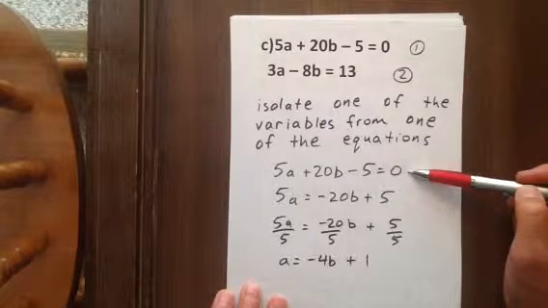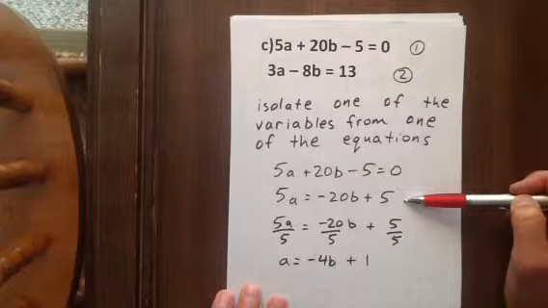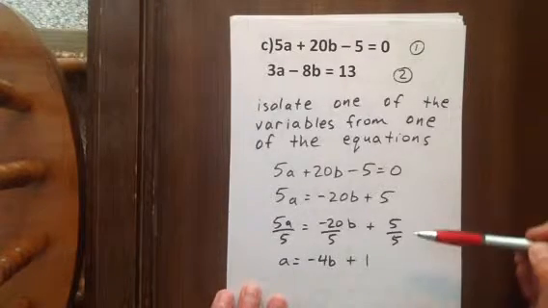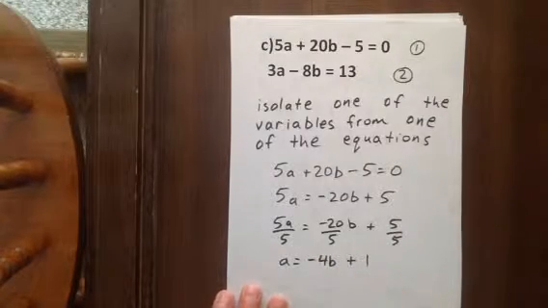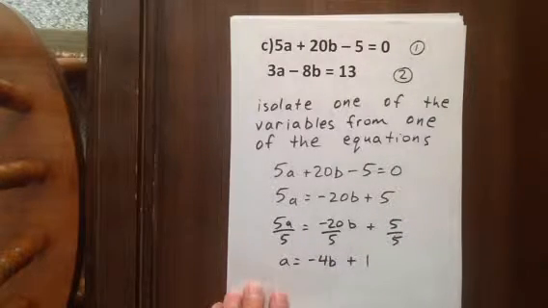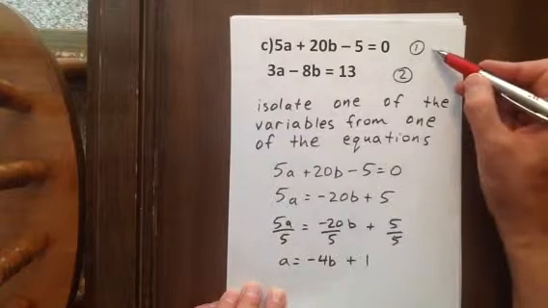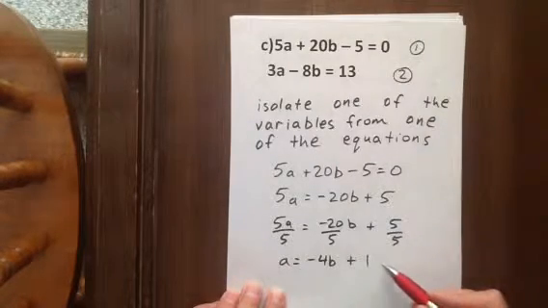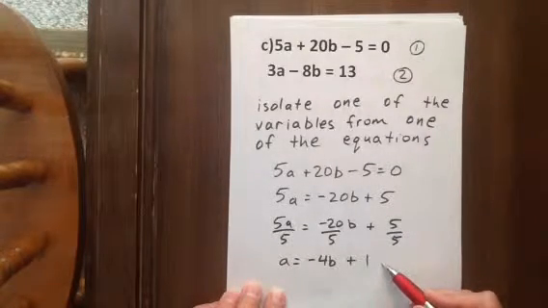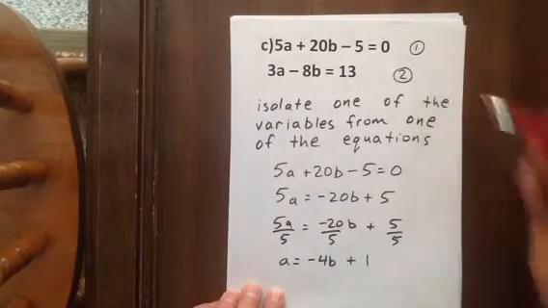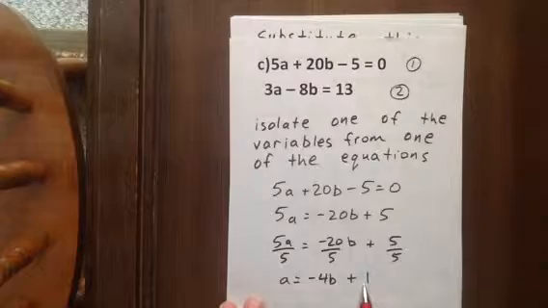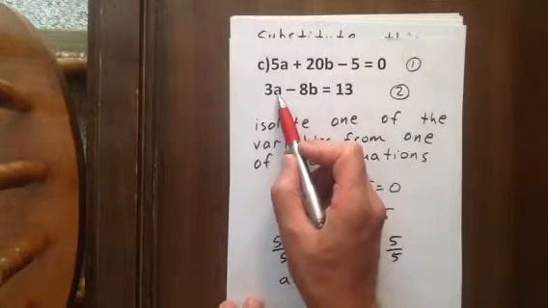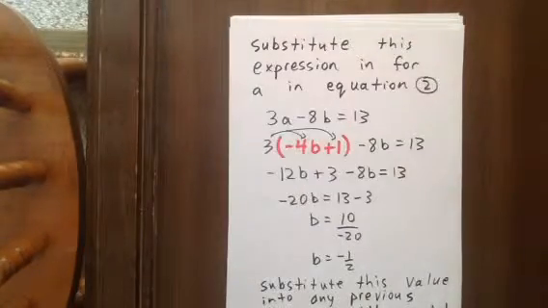Using equation 1, I see 5a plus 20b minus 5 equals 0, which means 5a equals negative 20b plus 5. Dividing through by 5 each term, I get a equals negative 4b plus 1. Well, I used equation 1 to come up with this expression. I'm now going to substitute it into equation 2. So I'm going to substitute a being negative 4b plus 1 in for the a right here in equation 2.